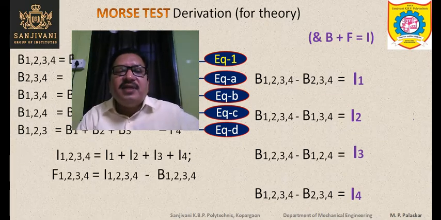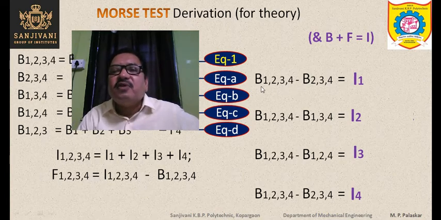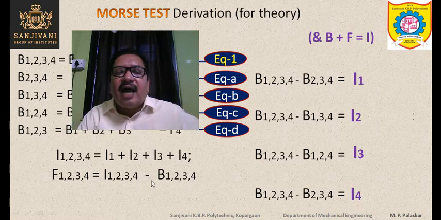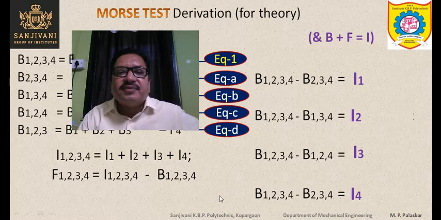Now we know that frictional power is equal to indicated power minus brake power. So the total frictional power F1234 will be equal to I1234 minus B1234. B1234 we have found out from the experiment, and I1234 we have found out with the help of these derivations and calculations by adding the values of I1, I2, I3 and I4.